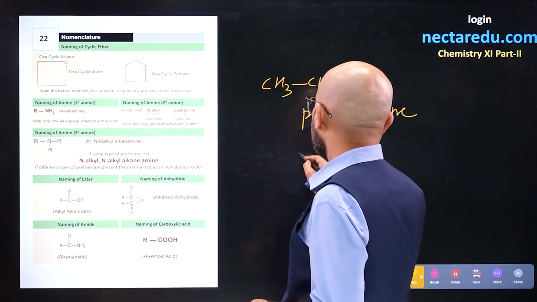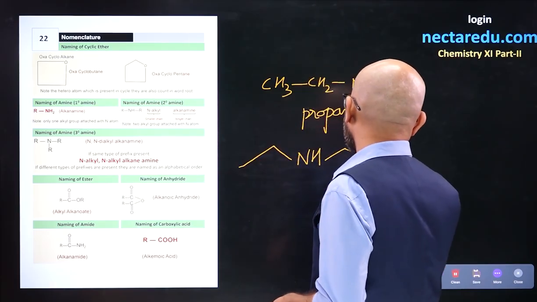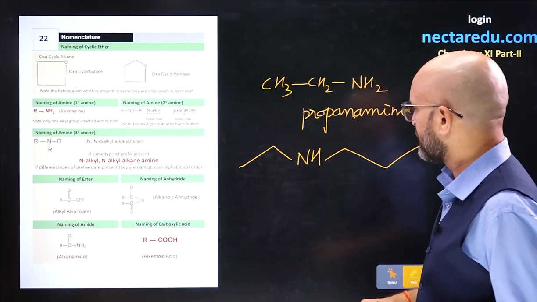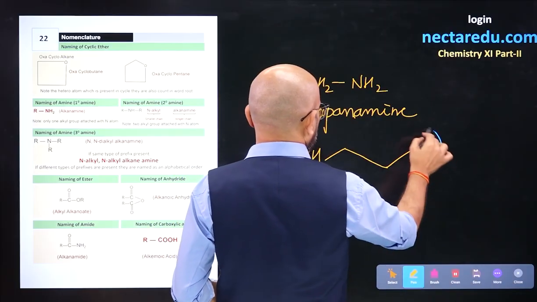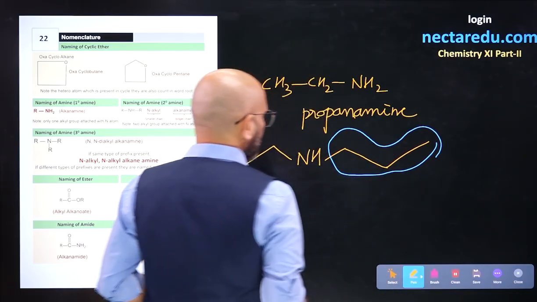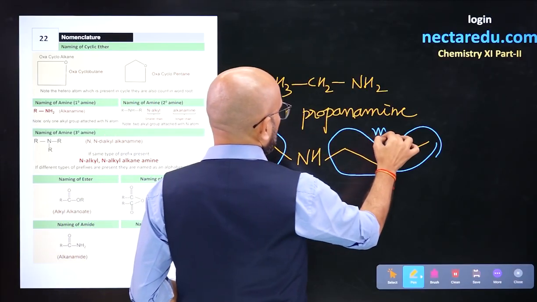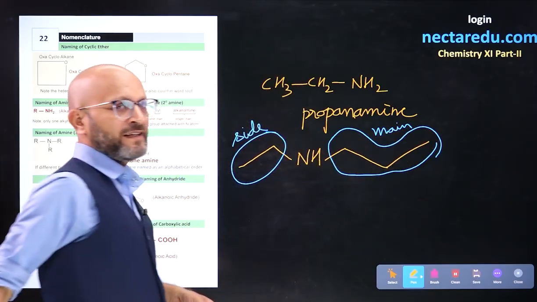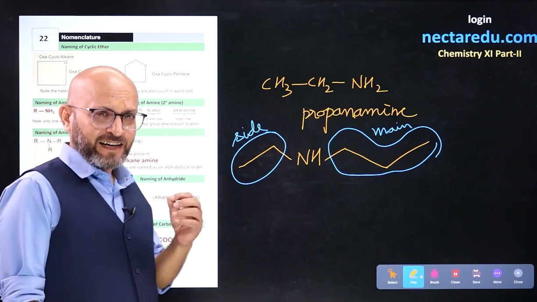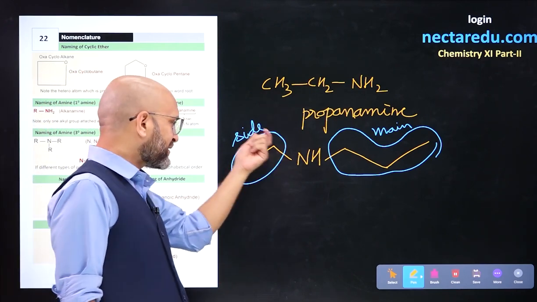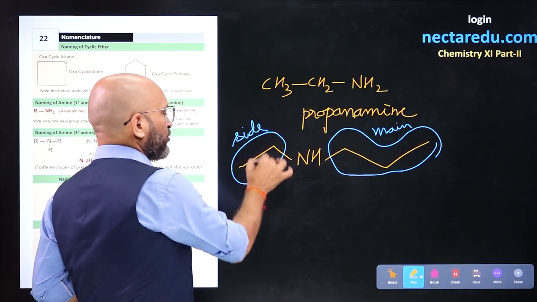And now if you have a secondary amine, we have NH, how will we be naming it? Just try to understand. In this, the longest chain is taken as the main chain. The longest chain is this, so this is taken as the main chain. We have a 2 carbon side chain. Now it is interesting to note that in amines we say that this side chain is attached to N. So we will write this N and we have a 2 carbon side chain.